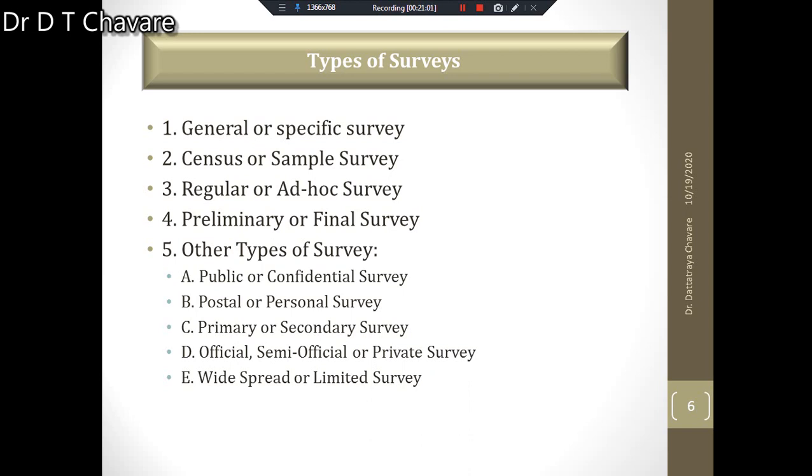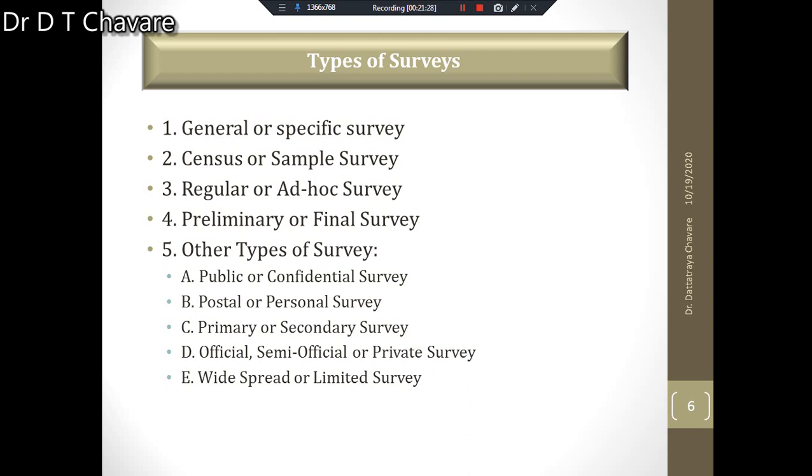Ad hoc surveys are non-repetitive surveys. Try to understand, ad hoc surveys are the non-repetitive surveys conducted occasionally as per the demand of the situation. They are conducted for testing the hypothesis. Are you listening to my speech? They are conducted for testing the hypothesis or to achieve specific objectives.